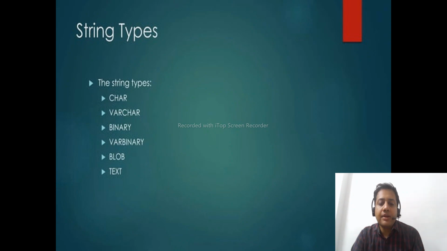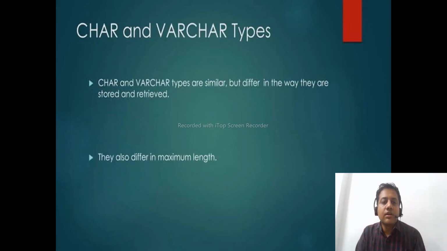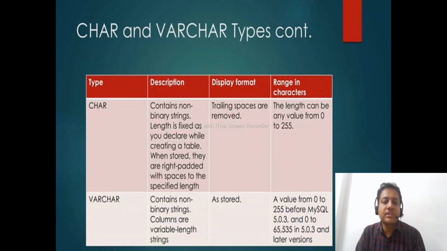Now varbinary. Varbinary is equal to varchar, but it stores only binary byte strings. The size parameter specifies the maximum column length in bytes. Okay, now let's see what is each and everything in this table.